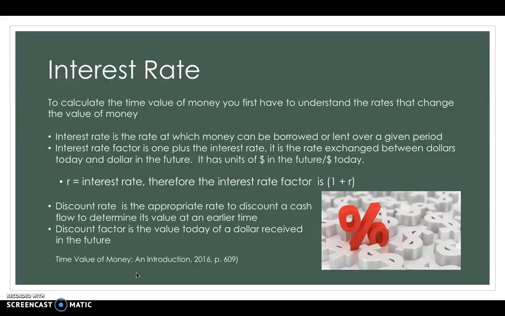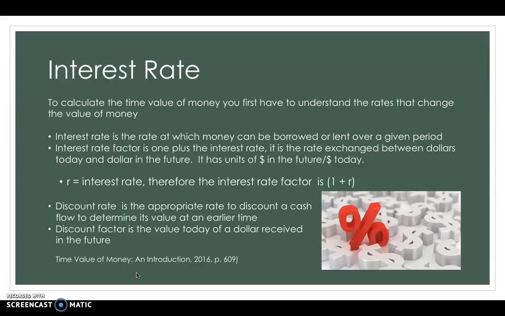Interest rate. To calculate the time value of money, you first have to understand the rates that change the value of money. Interest rate is the rate at which money can be borrowed or lent over a given period. Interest rate factor is 1 plus the interest rate. It is the rate exchanged between dollars today and dollars in the future. It has units of money in the future and money for today. R equals the interest rate, therefore the factor is 1 plus the rate.